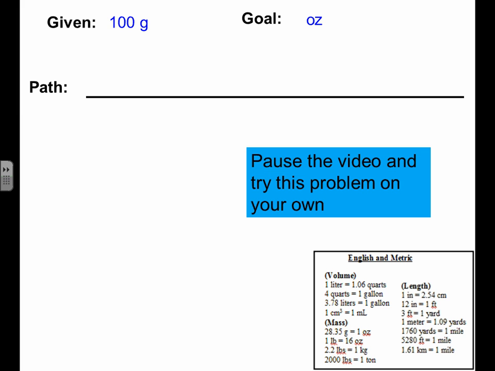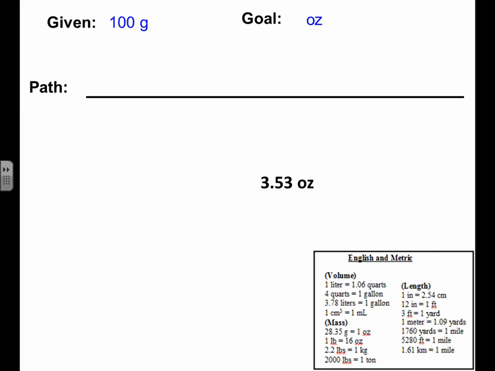All right, now that you have had a chance to try this, I will tell you that the correct answer is 3.53 ounces. If you got that, fantastic. You can fast forward ahead. If you didn't, I'm not surprised. Like, you're just learning this process. So let's go through and solve for this.